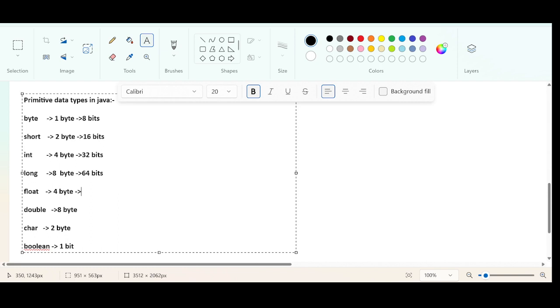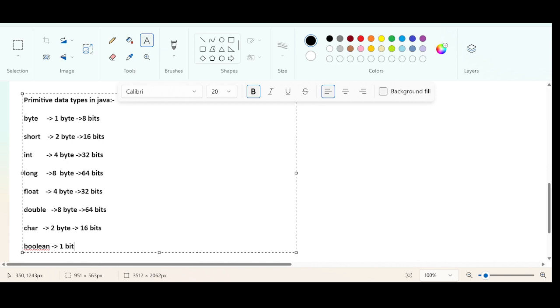4 bytes, again 32 bits. 8 bytes, 64 bits. 2 bytes, 16 bits. 1 bit is always 1, because it is already given as a single bit, so no further conversion is required. 1 byte is equivalent to 8 bits, so we just multiply by 8 to convert bytes into bits. As simple as that.